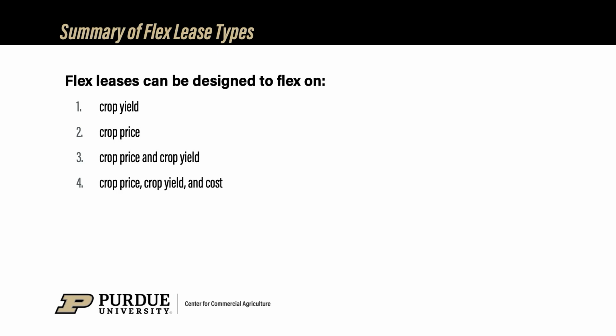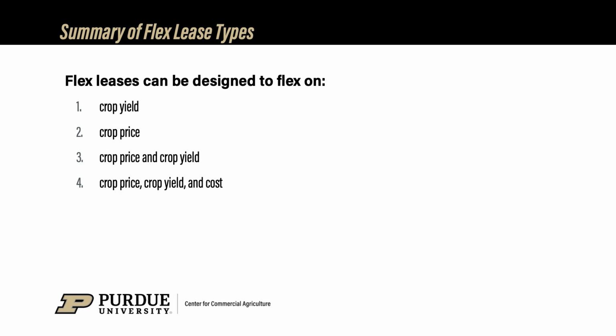So flex leases can be designed to flex on 4 things, and I'll let you talk about those, Michael. Yeah, early on, when we first heard about flex leases, here I'm talking 15, 20 years ago, maybe even further back when they first started talking about this, it was real common to think about flexing on just yield or just price. I think we've moved beyond that, and now it's really common to flex on either one of 2 ways. One is on gross revenue, crop revenue, or on crop price and crop yield.